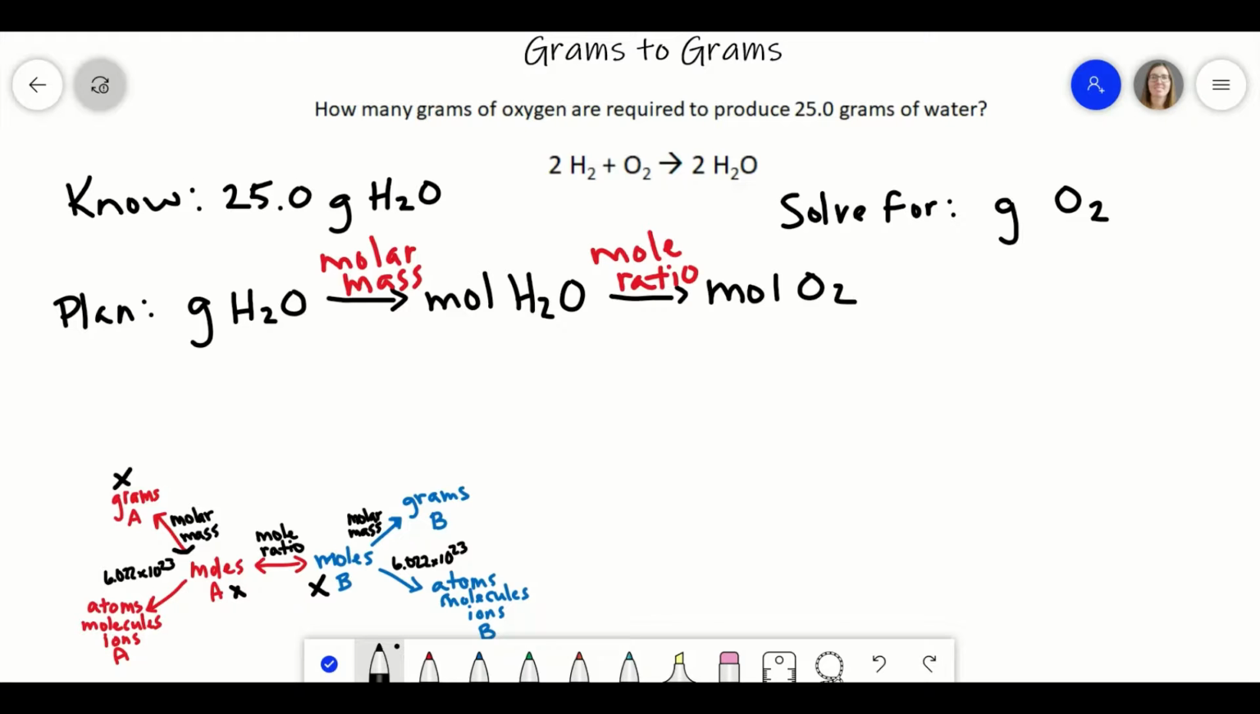Next, from moles of O2, I could go to grams of O2, or I could go to atoms, molecules, or ions of O2. But since the problem is asking for grams of O2, that's where I'll go next. Grams of O2. And to do that, I'm going to use the molar mass.